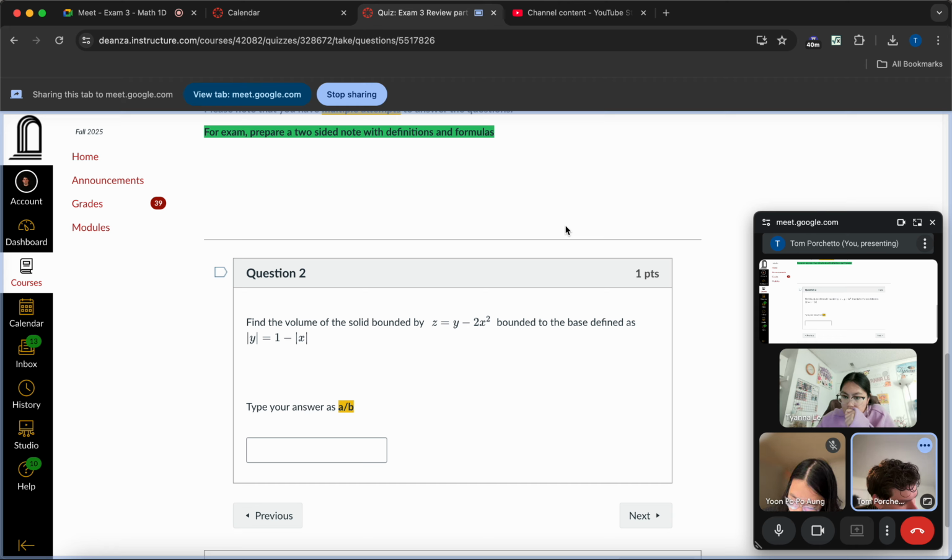Then the setup of the integral can be the integral from 0 to 1/2 as the outer integral, and the inner integral from y equals 2x squared to y equals 1 minus x, of z, which is y minus 2x squared, dy dx.